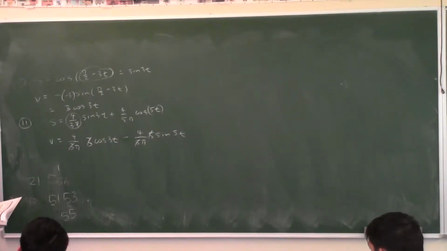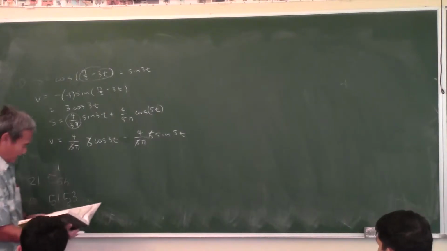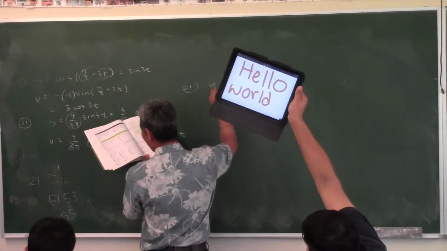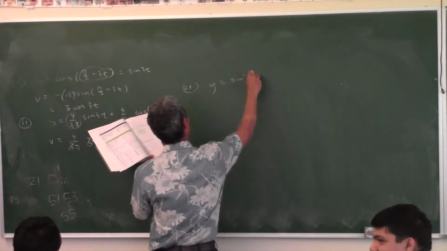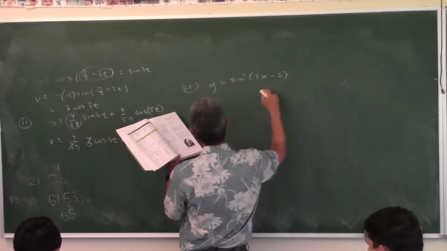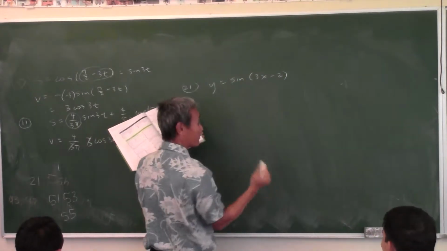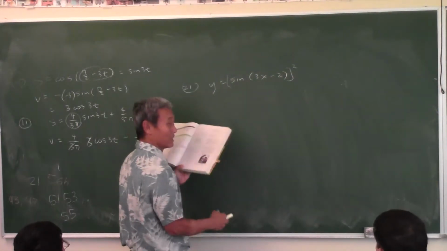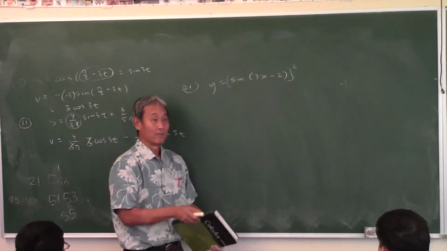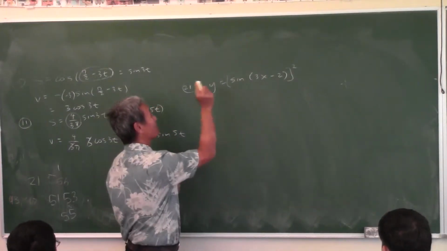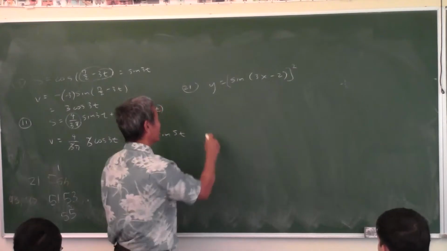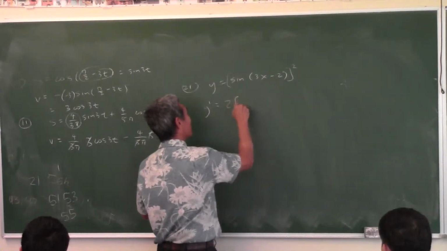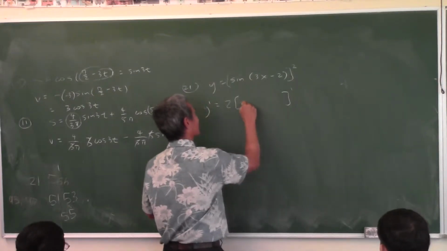21. That was strange. 21. And 21, even stranger. 21. Y equals sine squared box. Okay, now I told you before, whenever you have a trig function to a power, rewrite it like that. Are you guys doing that? Yes. Because then you can clearly see you have box squared. So what is the derivative of box squared? 2 box to the first.